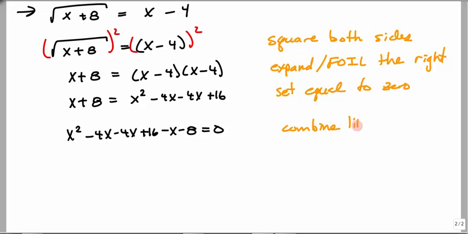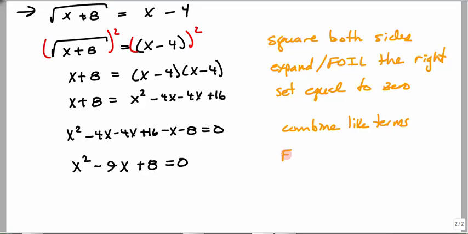Now when I combine like terms, constants go with constants, x's with x's, x squareds with x squareds. You can see we have a negative 4, minus 4 is a negative 8. Negative 8 minus 1 more is negative 9x. And then of course we have 16 minus 8 is going to be plus 8. Okay, so this is going to be set equal to 0.